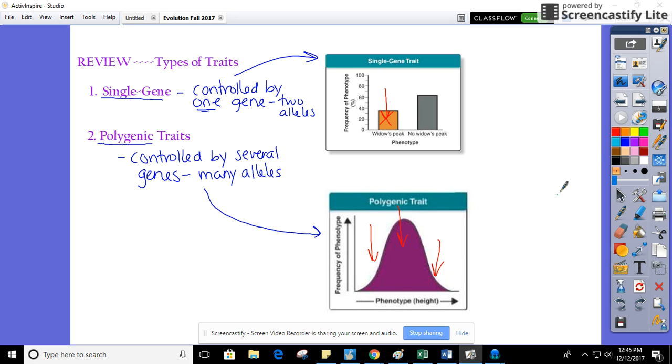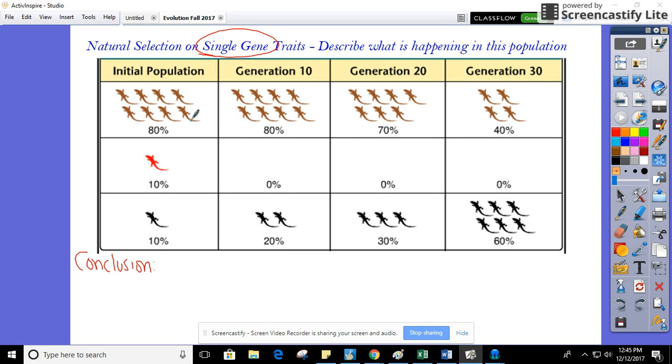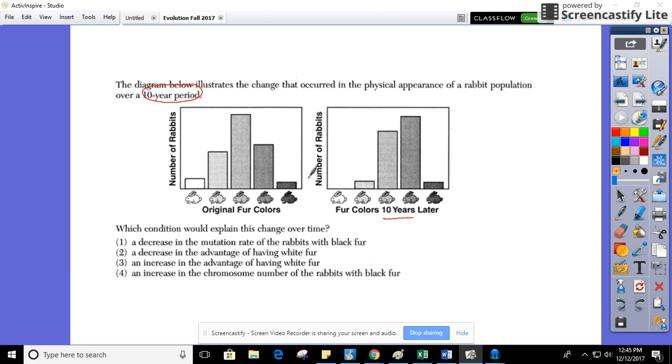So let's take a look at natural selection on single gene traits. What you should do is describe what you think is happening in this population and form your conclusion down here at the bottom. So the initial population is 80% brown salamanders, 10% red, and 10% black. What you want to do is observe generation 10, 20, and 30 and describe how it's changing and propose why it might be changing. Practice test question. Take a look at this diagram of number of rabbits, original fur colors 10 years later.